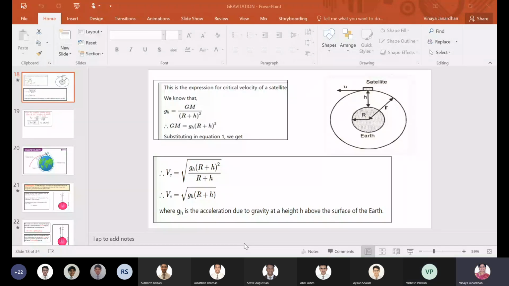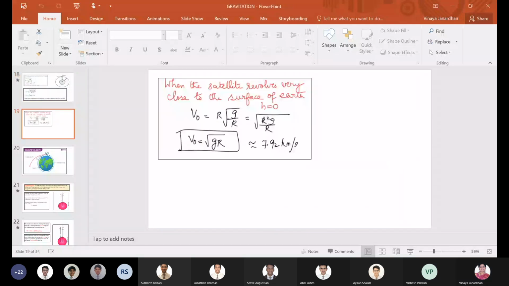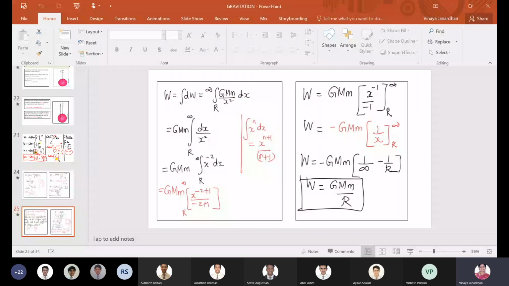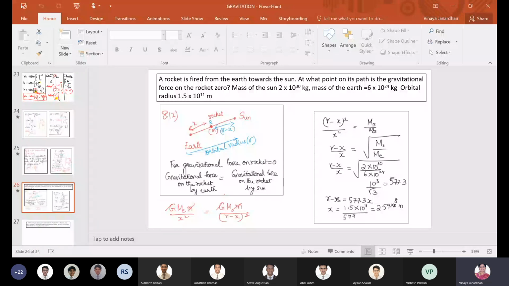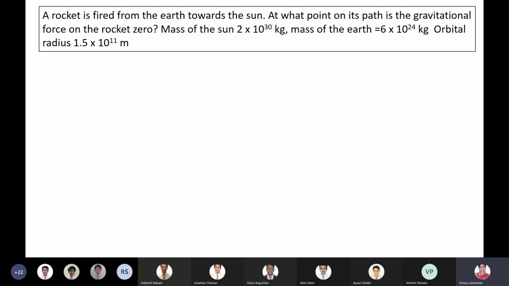Okay, I'll go for the next numerical. Boys, just read the question. Now try to do it by yourself. Let me see how far you people will be able to do this. A rocket is fired from the Earth towards the Sun. At what point on its path is the gravitational force on the rocket zero? You understand the question?